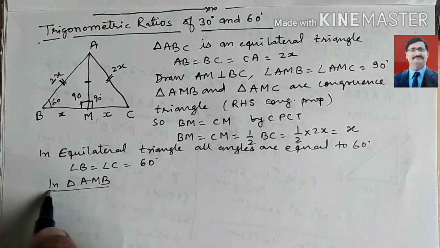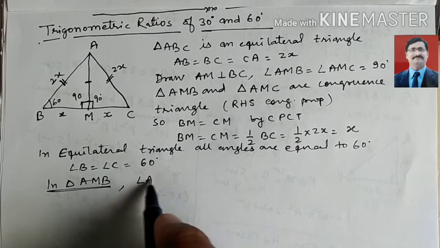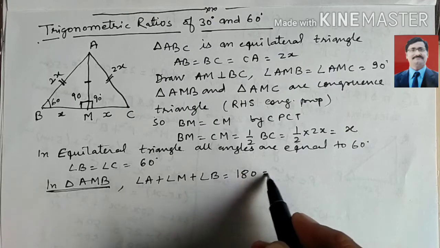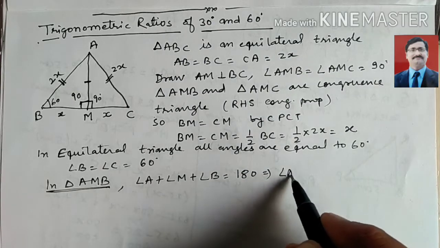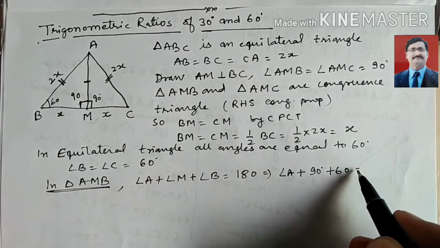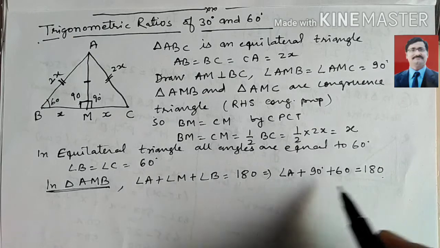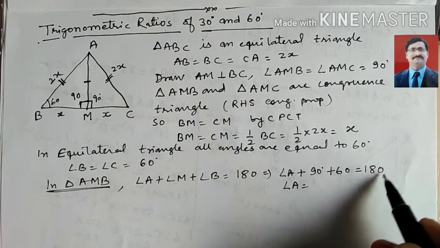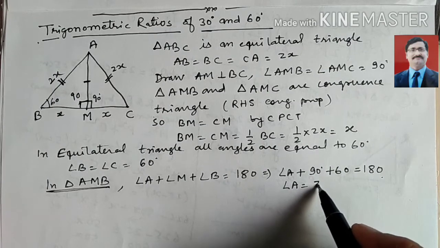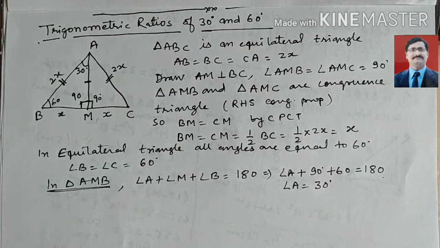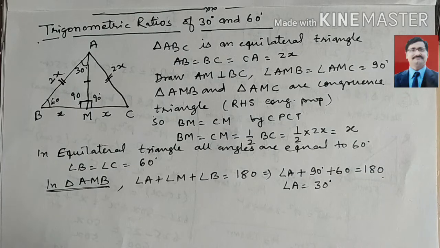AMB, this angle A plus angle M plus angle B equals 180 degrees. This implies angle A plus angle M is 90 degrees, plus angle B is here 60 degrees, and that is equal to 180 degrees. So you will add here, you will get 150, and 150 you will transfer and subtract from 180, you will get here 30 degrees. So angle A we get here 30 degrees. Do all of you understand this?